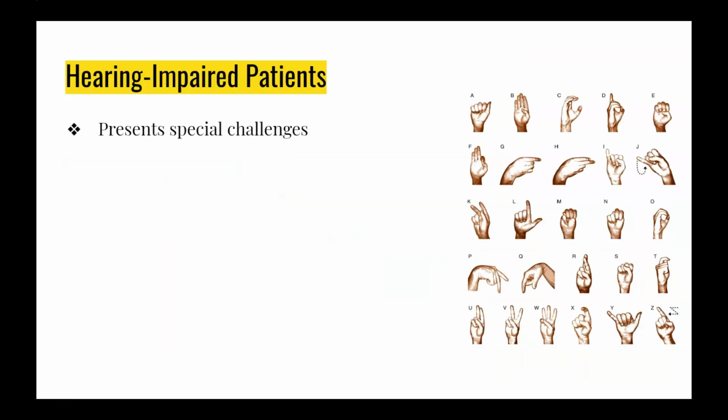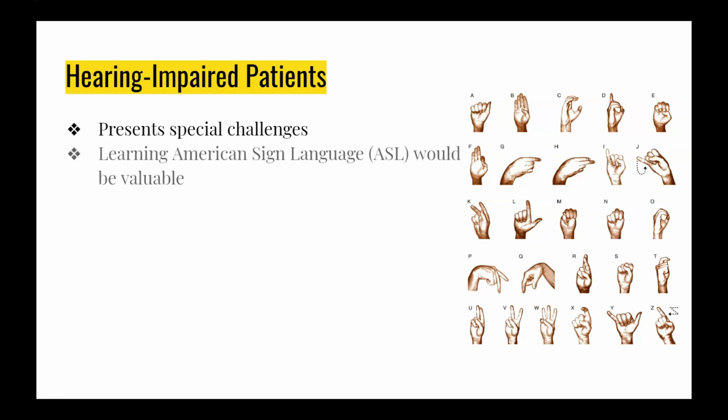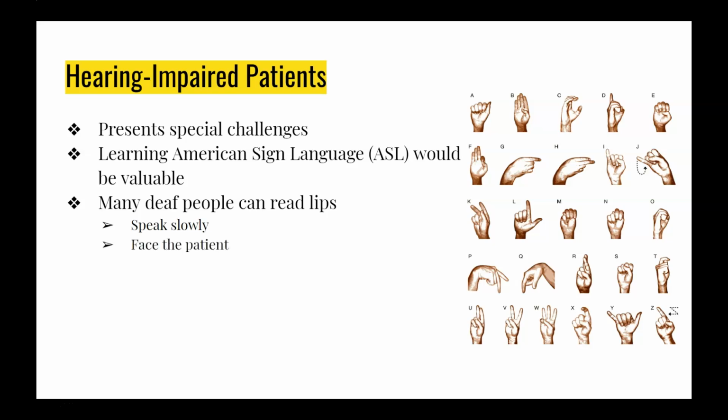So again, the hearing impaired patients present special challenges. If you have the opportunity, or if you're able to learn American Sign Language, that would be very valuable and very helpful for you in your healthcare career. Many deaf people can read lips, so that is helpful. So if they are able to read lips, you want to make sure you speak slowly. And of course, you need to face the patient head on so that they can see your lips in order to read your lips. Many patients might be accompanied by an ASL interpreter.